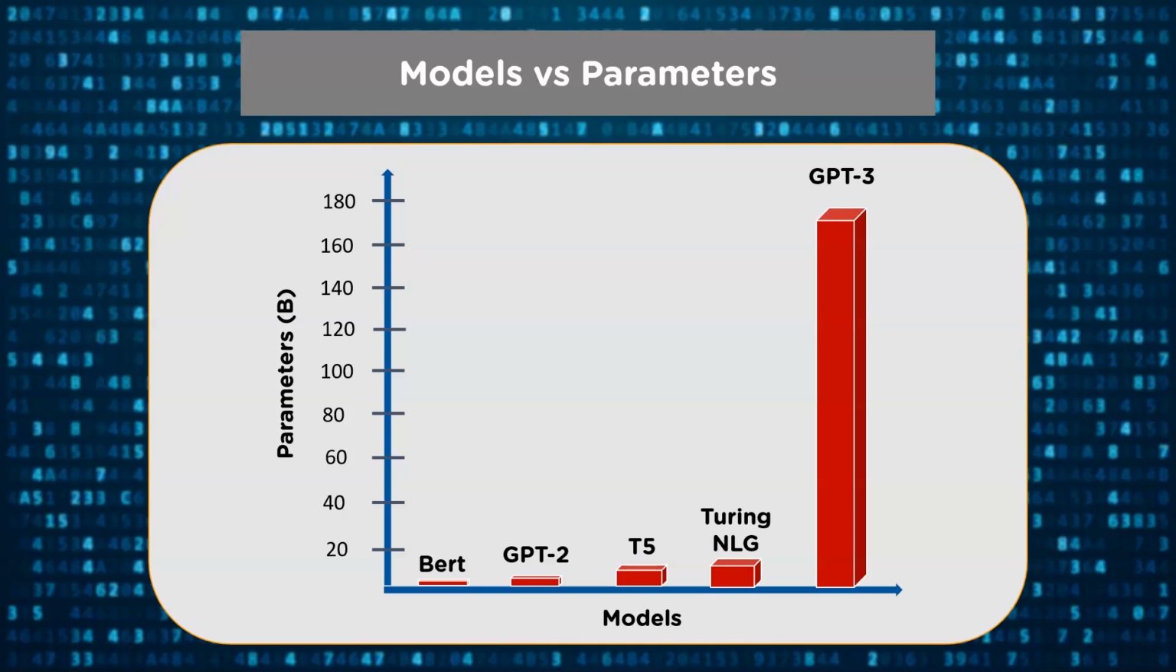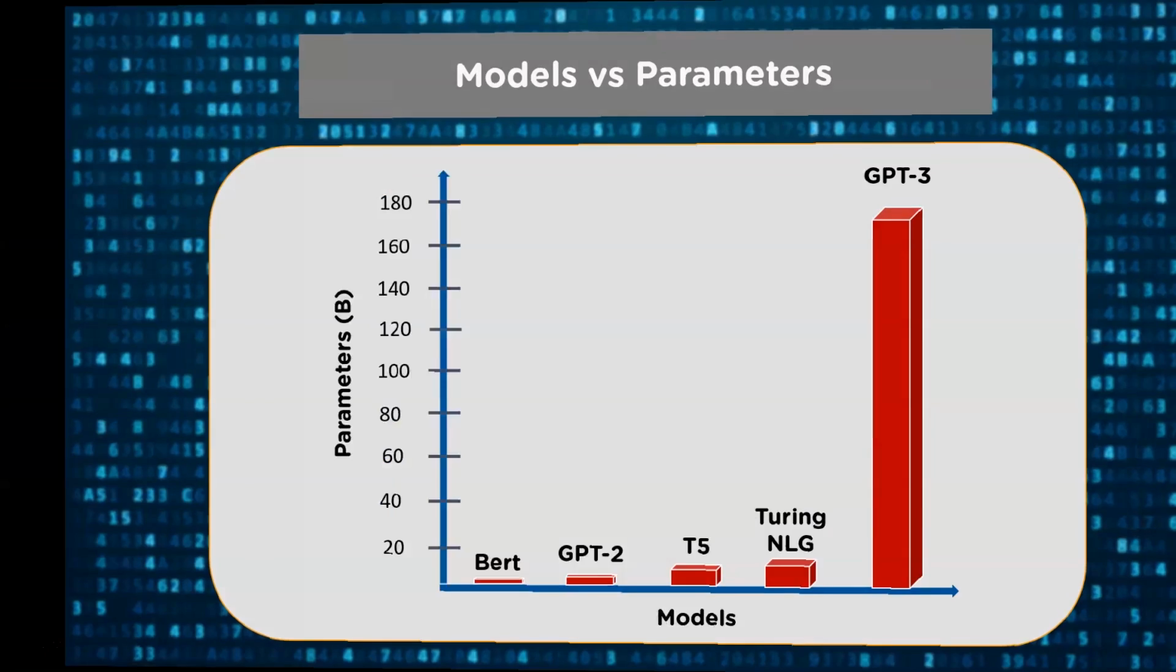Then the T5 model has 11 billion parameters. Next, Turing NLG, which is Microsoft's language model, had 17 billion parameters. But GPT-3 stands out among all the models with 175 billion parameters.